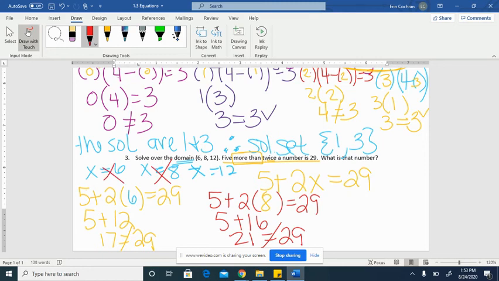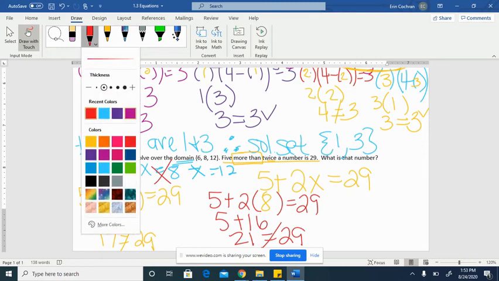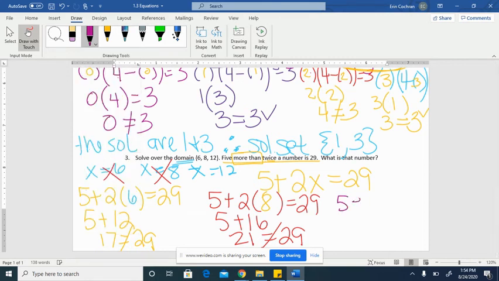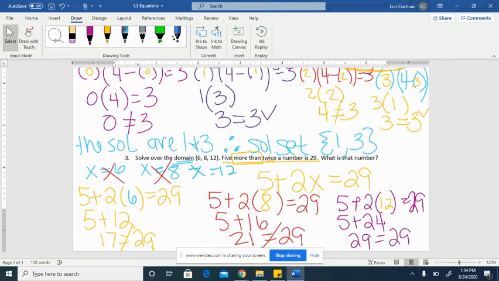Okay, and now let's go ahead and try 12. 5 plus 2 times x, does that equal 29? And my x is 12. Let's do our multiplication first. 2 times 12 is 24. 5 plus 24 is 29. Does 29 equal 29? Yes, it does. So therefore, my solution set is 12.